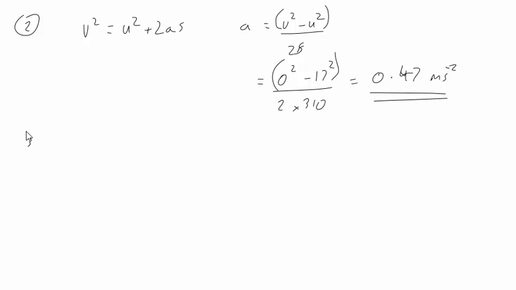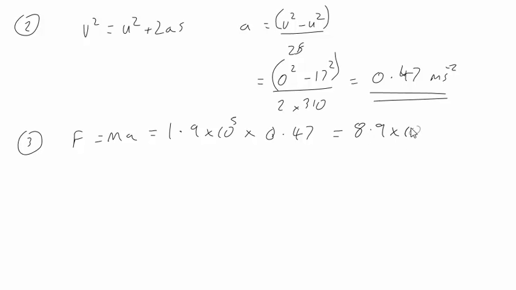In part 3, we're to find the average braking force. Well, F is equal to ma. The mass is 1.9 times 10 to the 5, and the acceleration we've just found as 0.47 gives a force of 8.9 times 10 to the 4 newtons.